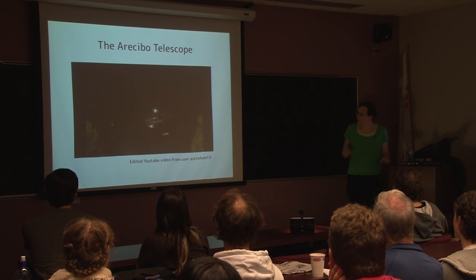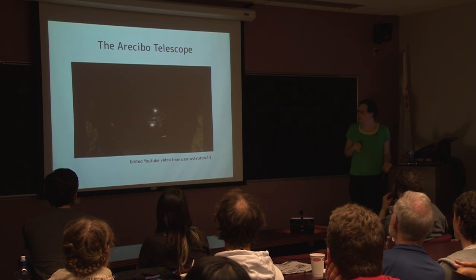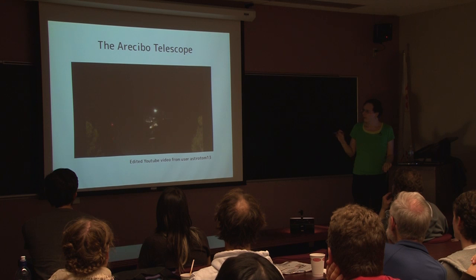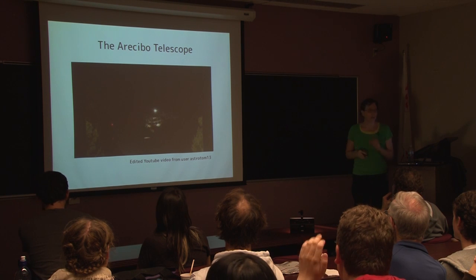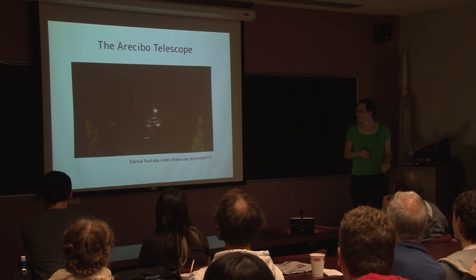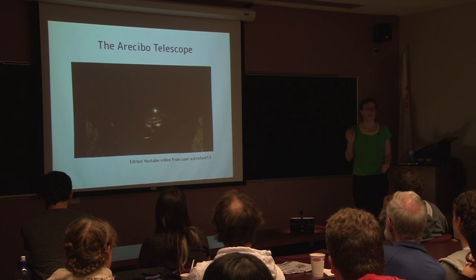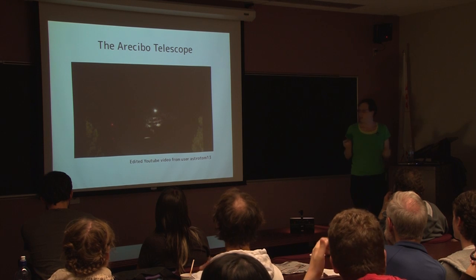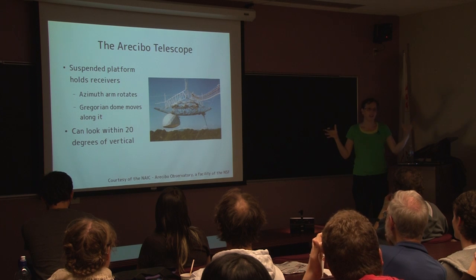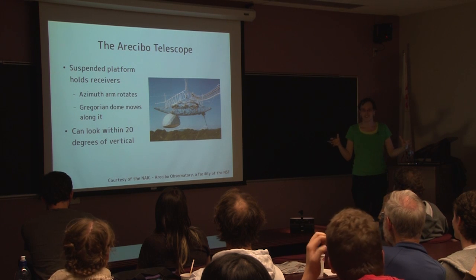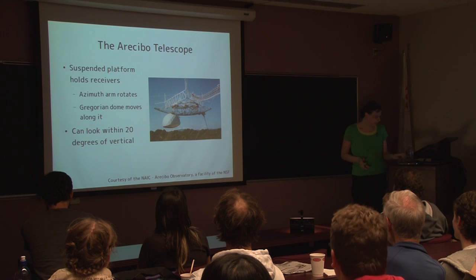And this little video, I'm afraid it's a little hard to see, but this is the Gregorian dome. You can see it moving around. So the arm rotates and the dome moves in and out to pick a point on the sky. Now this is a time-lapse video because it takes about 15 minutes to go all the way around, just because this arm is actually 100 meters long. This arm is the size of the entire telescope before. This is a big instrument.